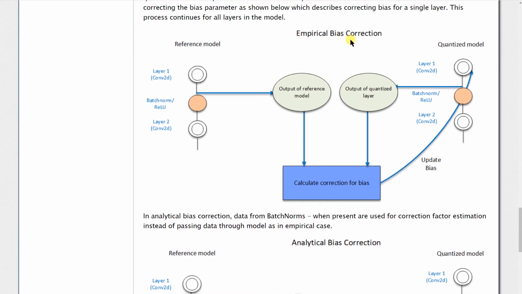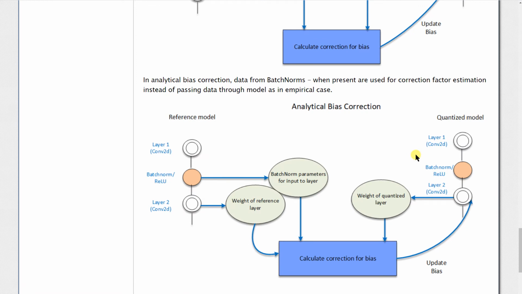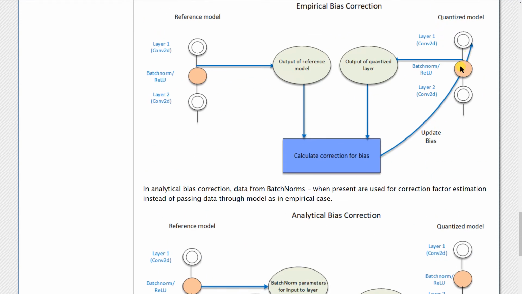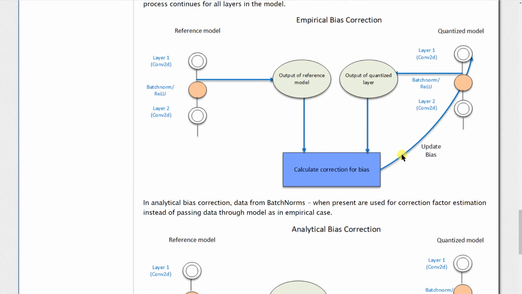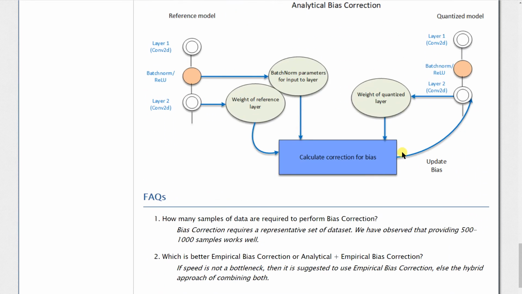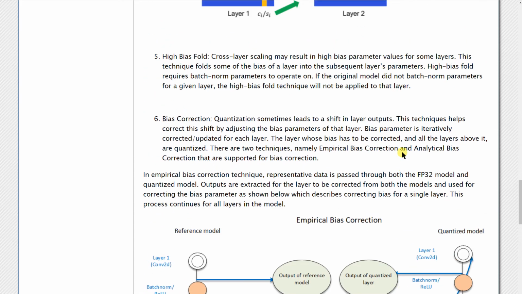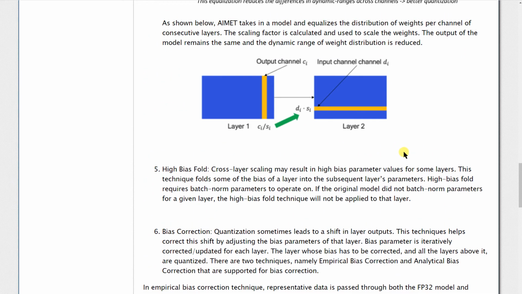Most often we use this empirical bias correction technique, where we send some samples through the model. But if you had batch norm layers in the model, then we could use the batch norm statistics as a sort of placeholder for the observations that you would make if you passed data. So instead of passing any data, you just use the batch norm statistics and infer the correction based on those. So this explains these two techniques. Let's go into a code example and then we can look at some more details.